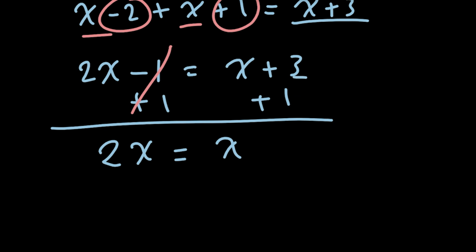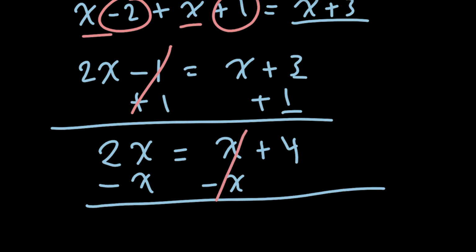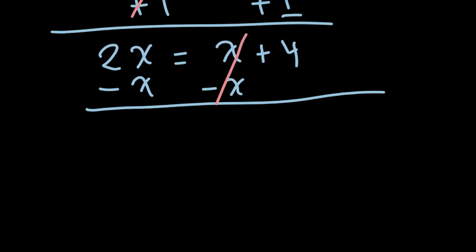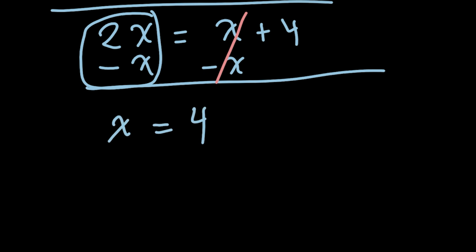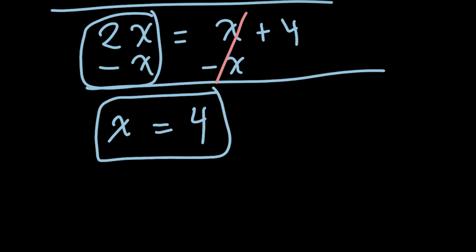Here we have 3 plus 1, which is nothing but 4. Now we can just subtract x. So we'll subtract this x and subtract this x here. So as you can notice, this x and this x would be removed. And here we have 2x minus x. We have 2 apples minus 1 apple. So the remaining thing would be just x, and that would equal 4.